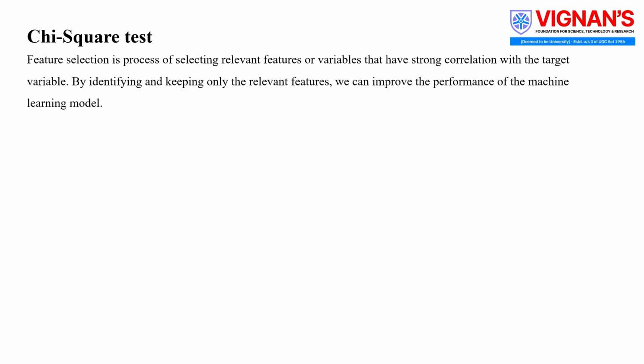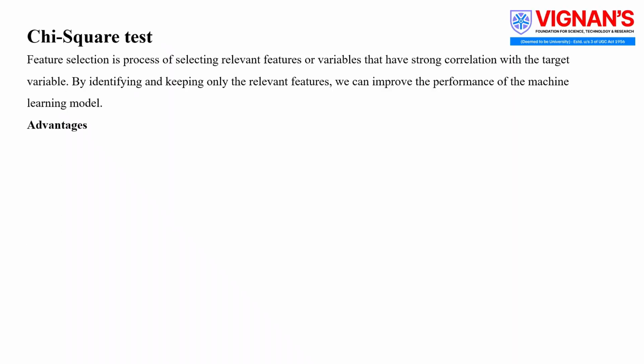Feature selection is the process of choosing only the most relevant features that have a strong relationship with the target variable. By keeping only these important features, we can significantly improve the performance of a machine learning model. The chi-square test helps us check whether there is an association between two categorical variables, the feature and the target. Now let's see some advantages and disadvantages of chi-square.